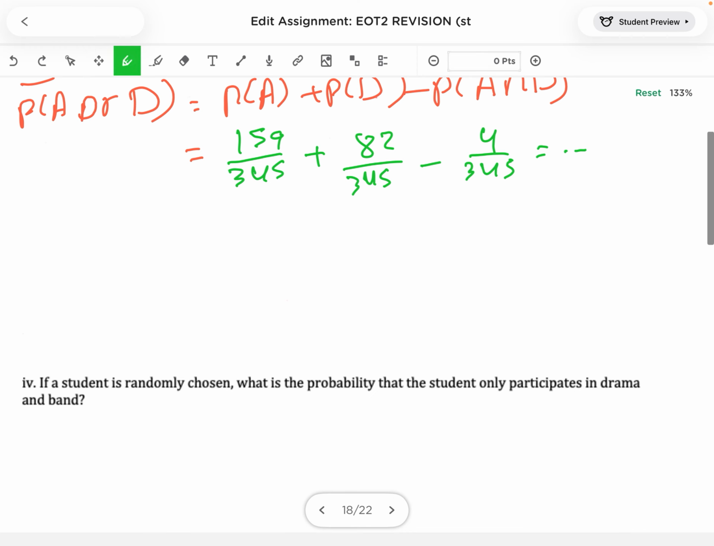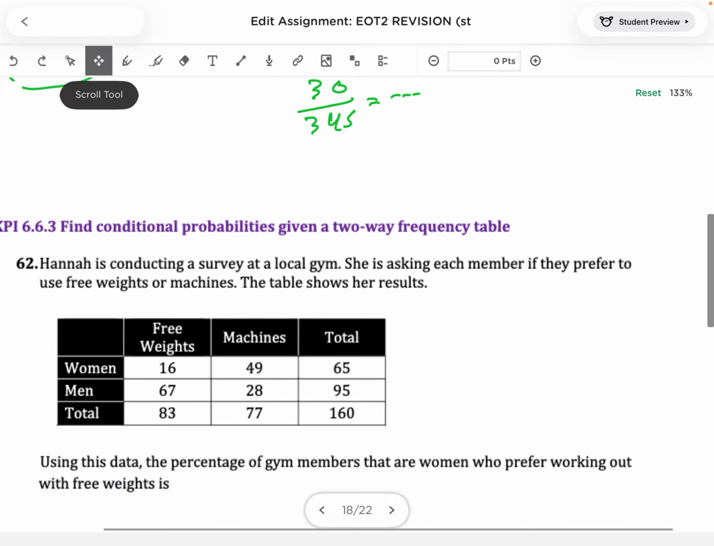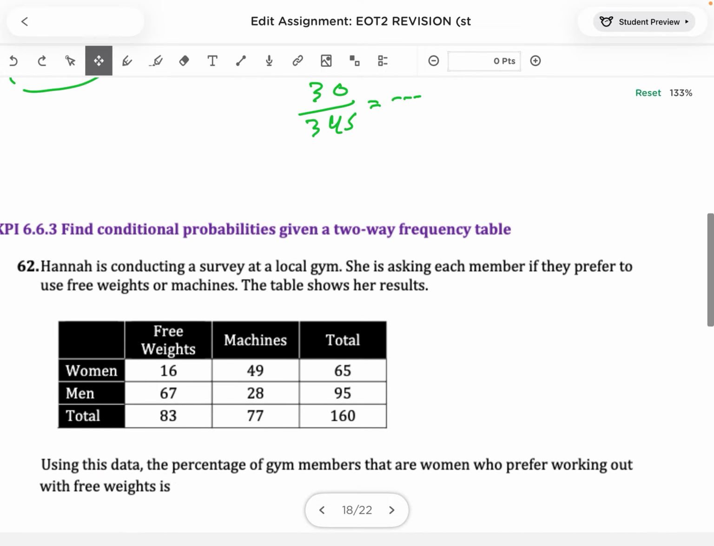Next. A student is chosen at random. What is the probability that they participate in drama and band together? How many are in drama and band together? 30 over 345, and you can simplify the answer. This is the second part, and the third part will be inshallah later. Thank you.